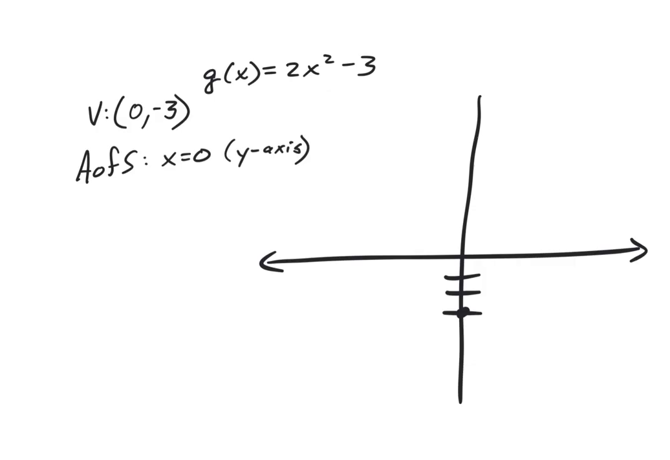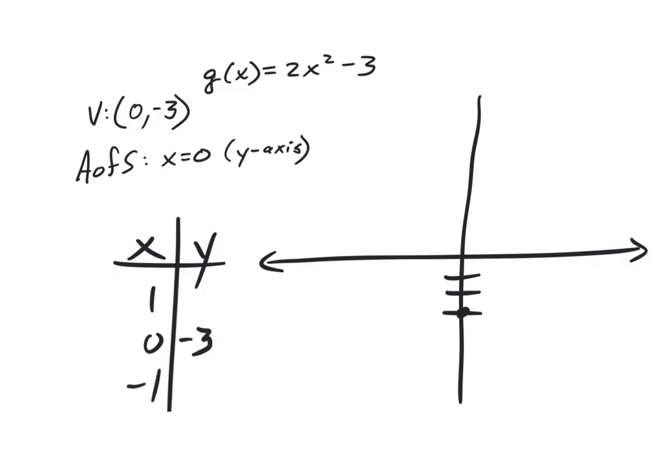Okay, the 2 out in front is going to make it a little bit skinnier. In this case, 1 probably would be okay to use. You could do other numbers as well. But if I plug in 1, 1 squared is 1, 2 times 1 is 2, 2 minus 3 would be -1. And those should be the same thing because they're symmetrical to that point. And there would be my graph.